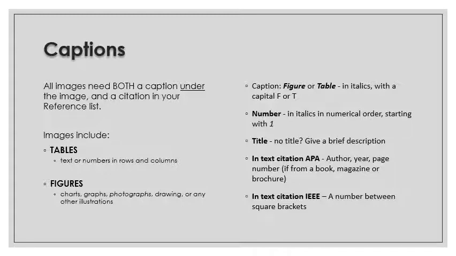Same for figure. Now, if you had a table 1 earlier, now it's a figure. It will be figure 1 again because it's the first figure, even though it's the second visual. If you don't have a title, just give it a brief description. And then for APA, you do the in-text citation between parentheses, author's family name, the year, and page if there is one. And then for IEEE, it's simply the square bracket and the number at which you're at this moment.